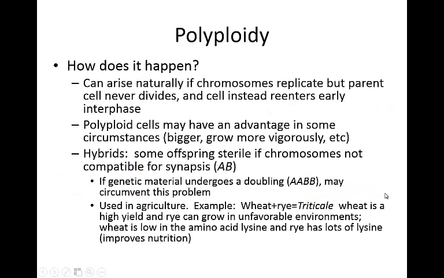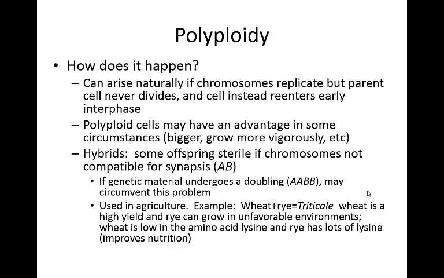Okay. So how does it happen? Well, I mentioned before, it can arise naturally if these chromosomes replicate, but the parent cell never divides. And instead, maybe the cell is going to re-enter early interphase, going to duplicate the DNA again. It is, or may be, an advantage, particularly in plants. In some circumstances, we've found that polyploid plants tend to be bigger, they tend to grow more vigorously, and so they may have just a natural advantage if they do this.